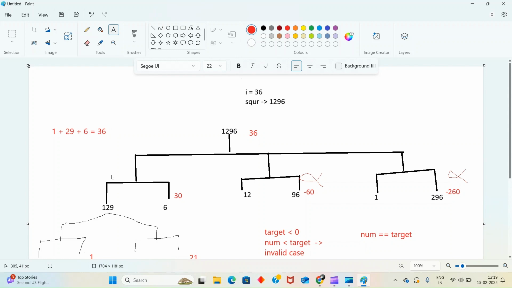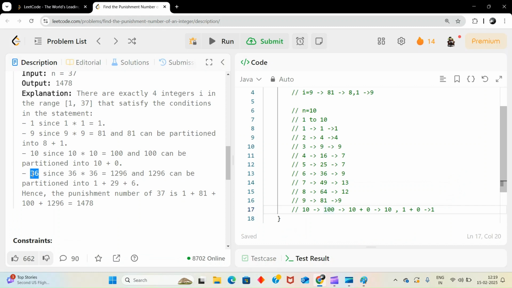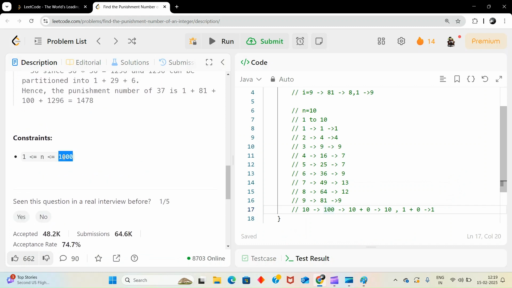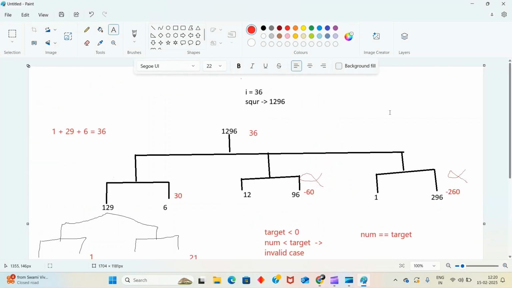To do these partitions, as we see in our constraint, n is less than or equal to 1000. So the maximum number which we have to make equal will be 1000. Here it was 36 and we have to make it 1000. That means we only need to check by cutting here, here and here. Let's say my maximum number is 1000.